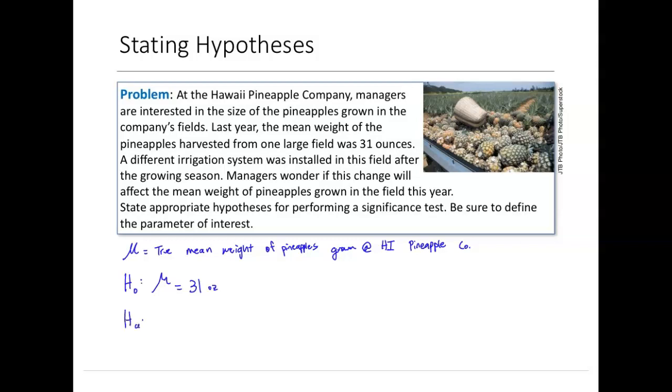Now the alternative we'll get from the context of the problem. And the only context we have is managers wonder if this change will affect the mean weight of pineapples grown. So what do you think that should make our alternative hypothesis? Yeah, there's no indication of one direction or the other. They just really are wondering if there's going to be a different mean weight. So I would make it a two-sided test. Mu is not equal to 31 ounces.